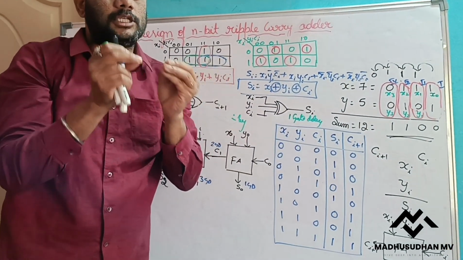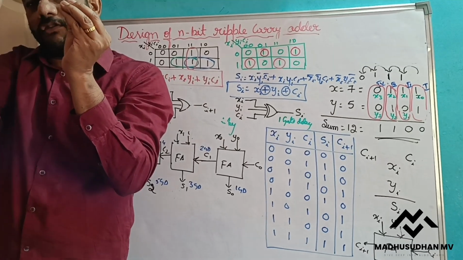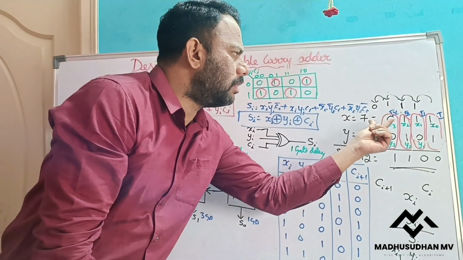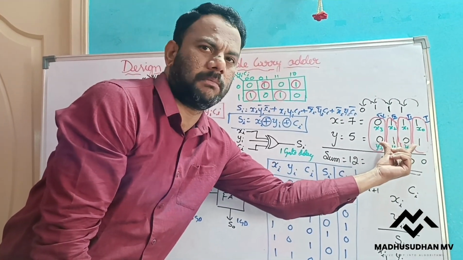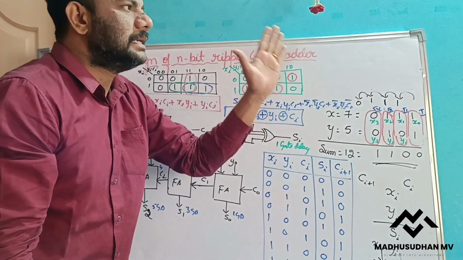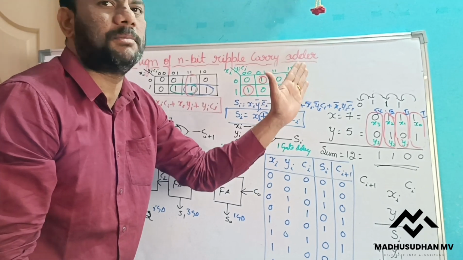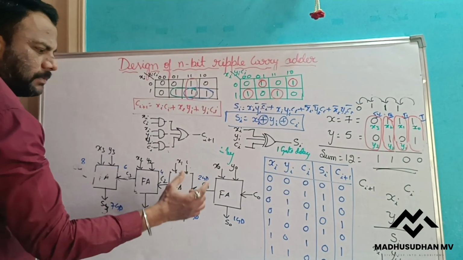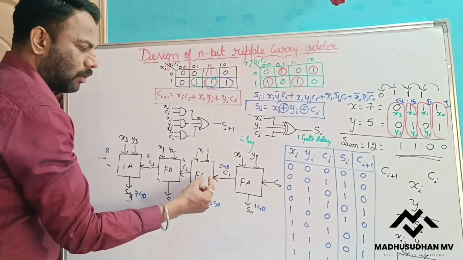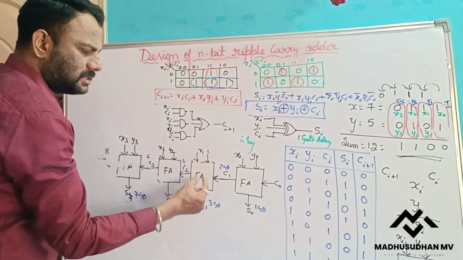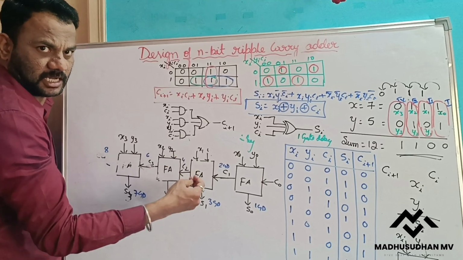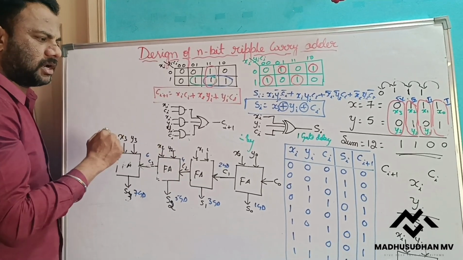Unless one stage produces the carry to the next stage, the next stage is not going to add. Even though I have all the bits of the x number and all the bits of the y number, it is not possible to add them in parallel, because each stage is waiting for the carry to be generated at the previous stage. We discussed this in the diagram. Whatever carry this full adder generates is given as input to the next one. That one takes this carry and these two bits and produces an output bit. That means each adder depends upon the carry generated in the previous stage. This is a disadvantage.